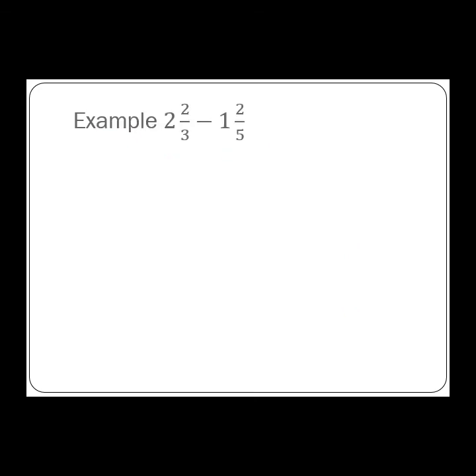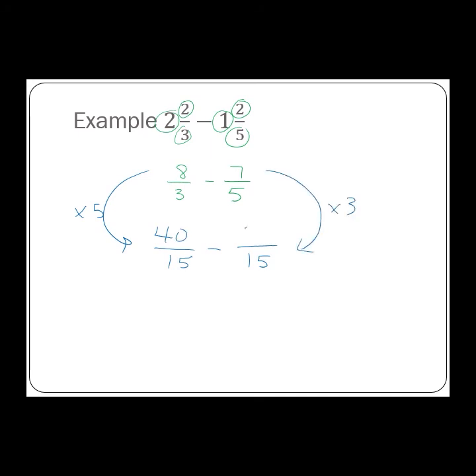Here we're going to subtract. First, I'm going to write them as improper fractions. 3 times 2 is 6, plus 2 is 8, 8/3. Minus 5 times 1 is 5, plus 2, 7/5. Since it's a subtraction problem, I need a common denominator, so that'll be 15. 8 times 5 is 40, and 7 times 3 is 21. And we get 19/15. If we want to write that as a mixed number, this is 1 and 4/15. 15 goes into 19 once with 4 left over.